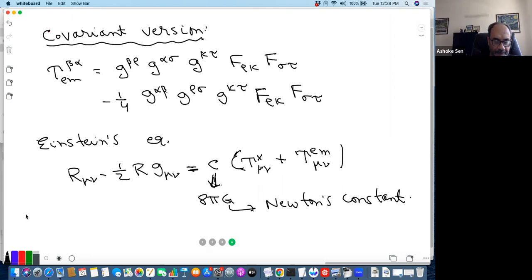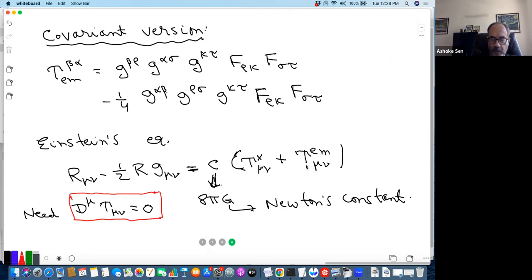So we need this relation that this has to be 0. Okay, so this is sacred. So this says that the Einstein's equation on the right hand side must include every possible source of energy momentum tensor. Is this clear?